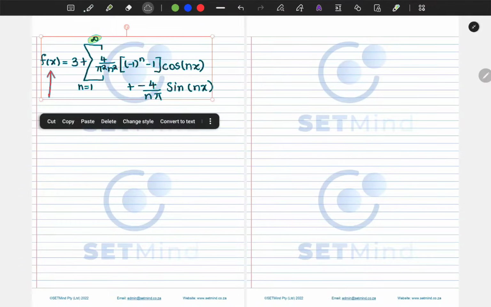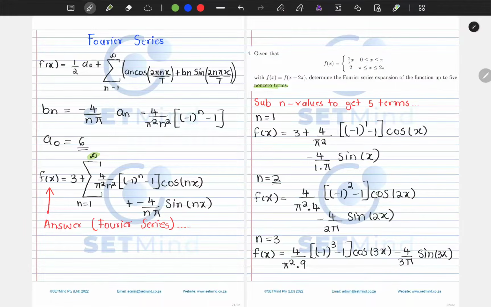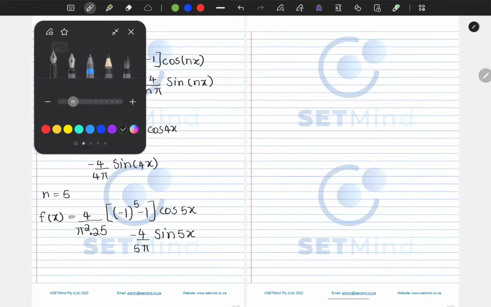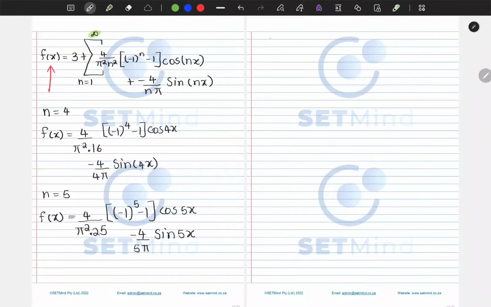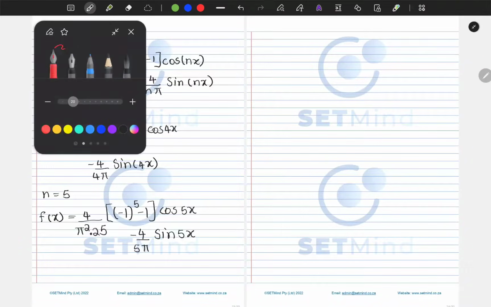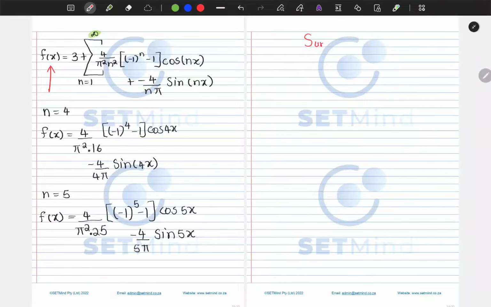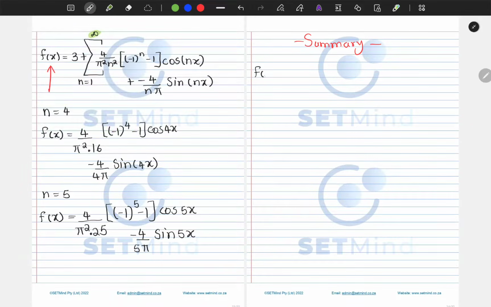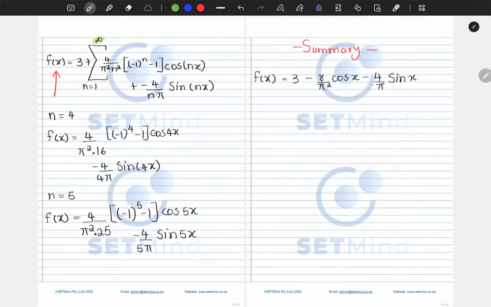So let's have a look at n is 4 and n is 5. So there we go. That is our n is 5 term. So now what we can do is just give the final answer and then wrap up this problem. So our f of x, I'm quickly going to write it. So the 3 is for n is 0, this one is for a0, and then we'll write a1.